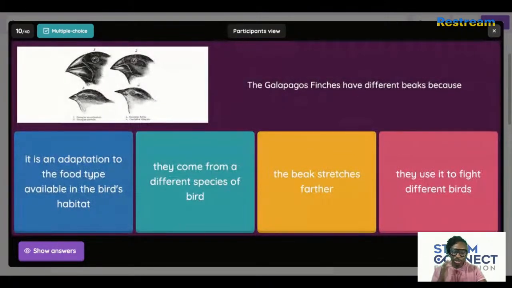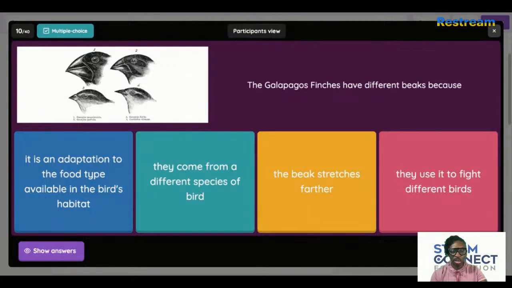And this is really just a knowledge question. You guys likely went over this in class, and you should be able to just call it from the top of your head. The Galapagos finches have different beaks because of what reason? What color? Blue, teal, as you would say, gold, or red?